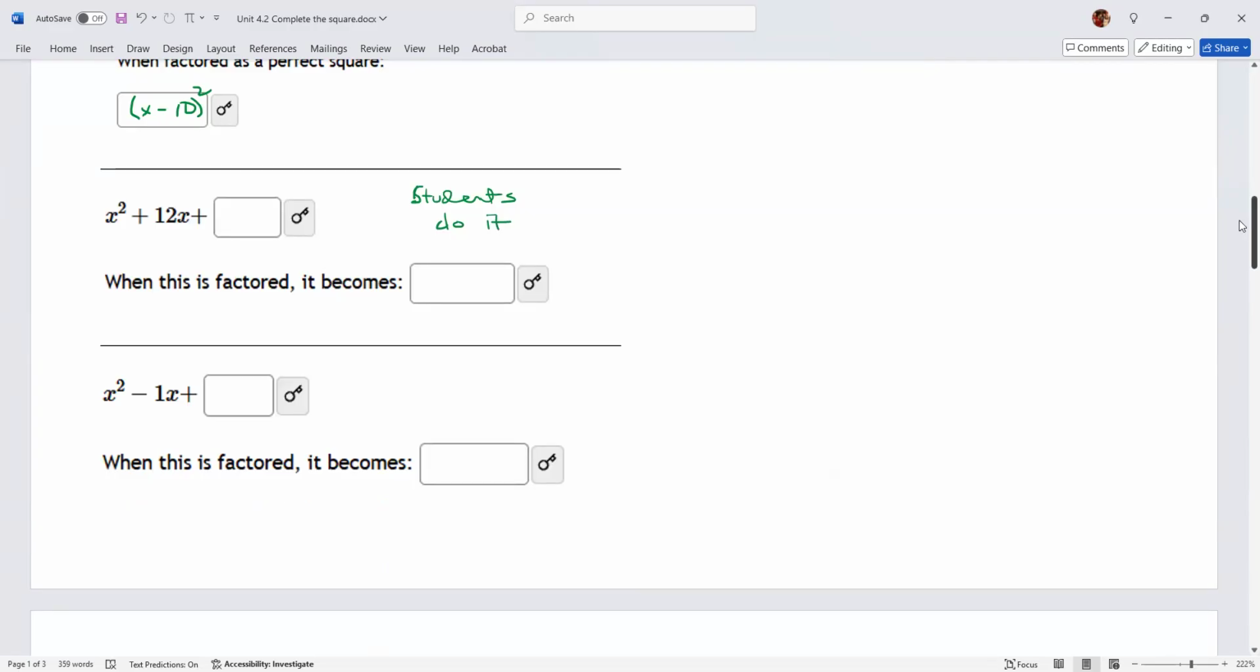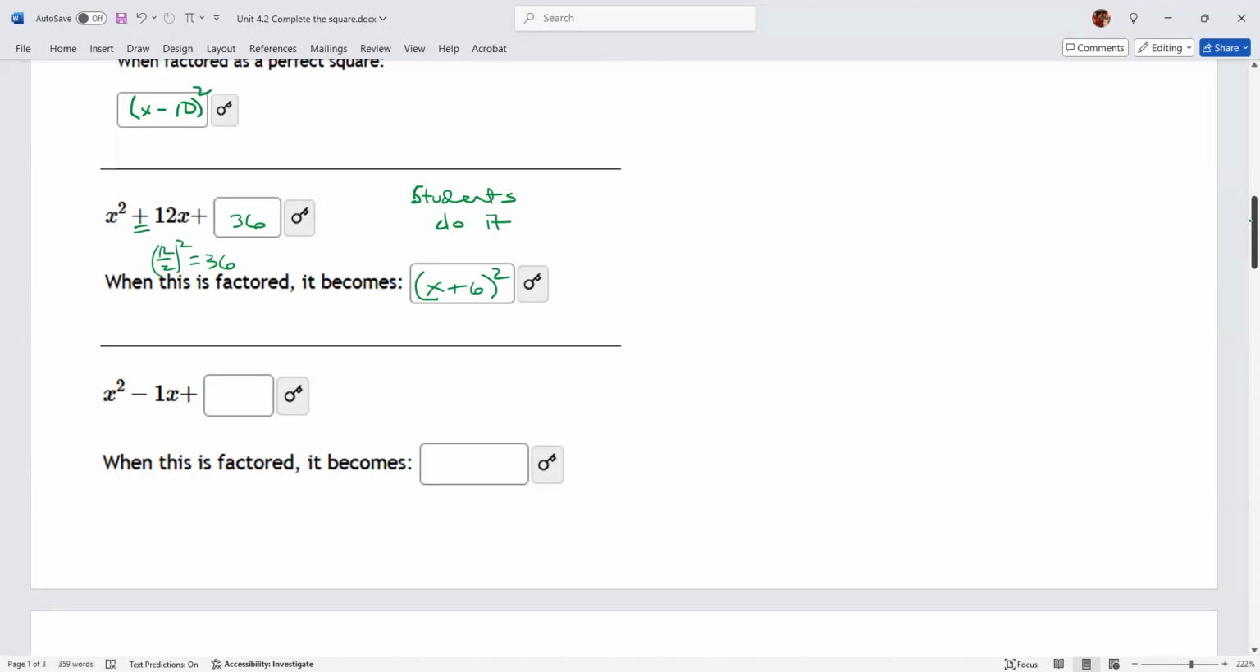Okay, so hopefully you did these. So 12 divided by 2 is 6. And then if I square it, I get 36. So the missing value is 36. And if I wrote this as a perfect square, this is going to be x plus 6 squared. Why plus? Because this is a plus sign right here.